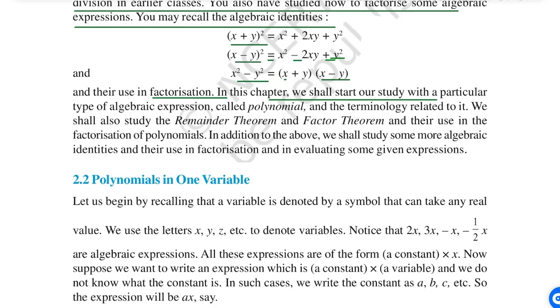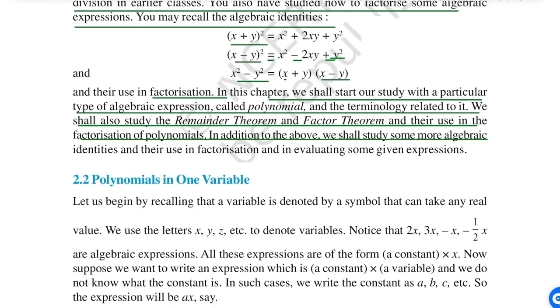In this chapter we shall start our study with a particular type of algebraic expressions called polynomials and the terminology related to it. We shall also study the remainder theorem and factor theorem and their use in the factorization of polynomials. In addition to the above, we shall study some more algebraic identities and their use in factorization and in evaluating some given expressions.